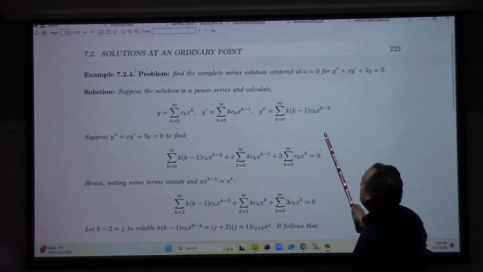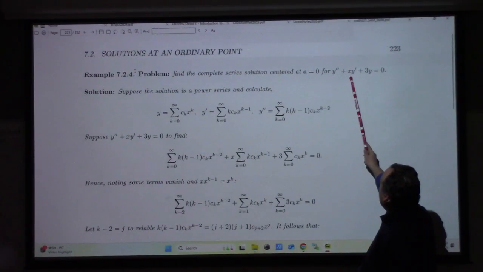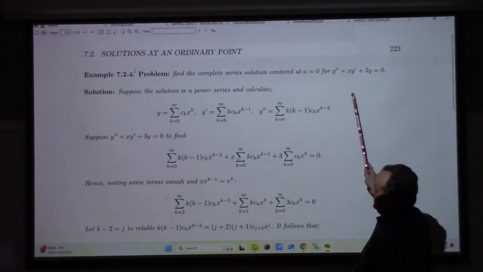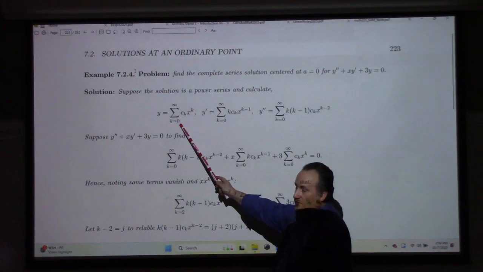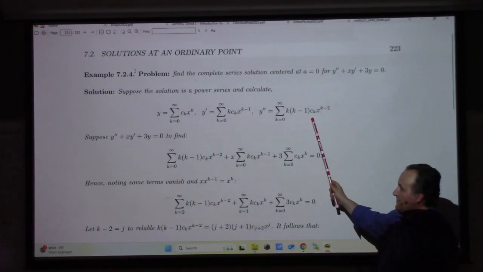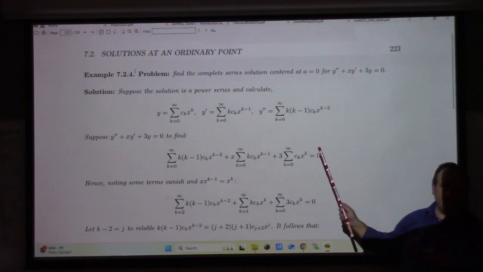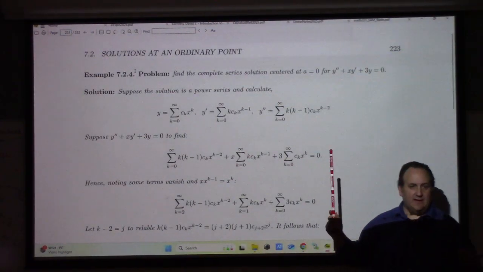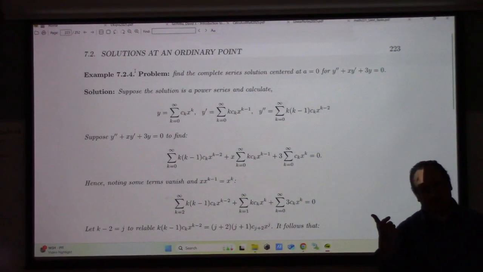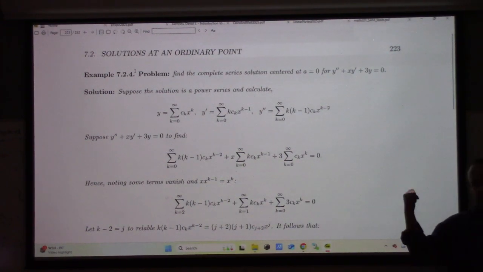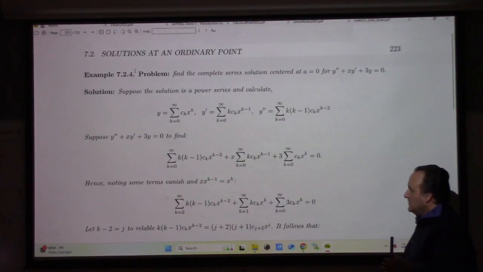Okay, so anyway, here we have y'' + xy' + 3y = 0. The method is the same. I propose a series, differentiate it twice, and then plug it into the differential equation. Now the difference here and what I've been doing in class is, I've been first reformatting these things before I add them. In the notes, I add them and then I reformat them. Maybe that's easier to follow actually.